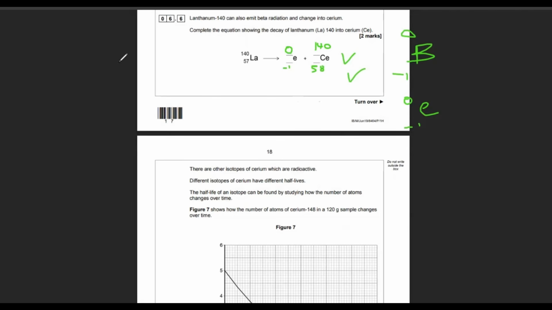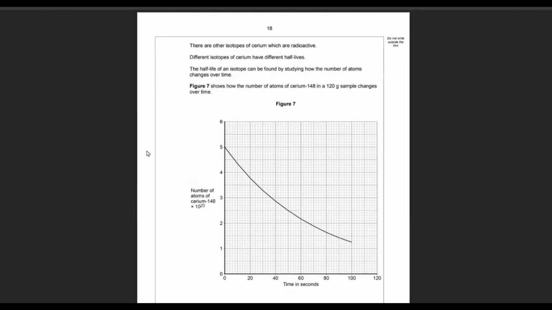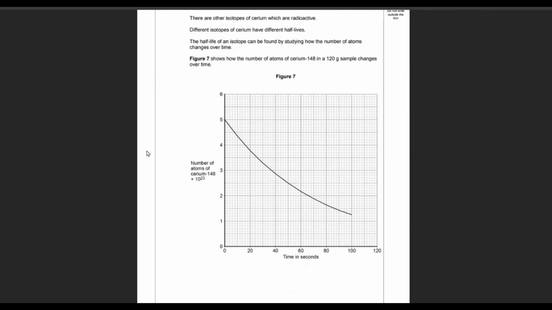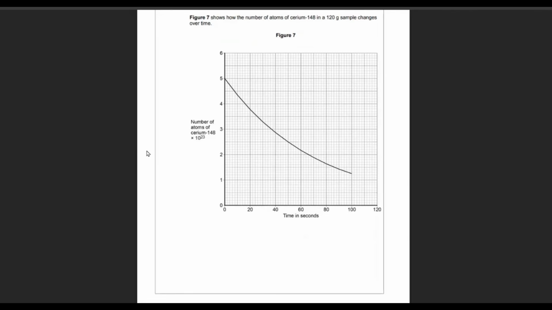Right, let's move on. We're near the end of this one. We have another graph. There are other isotopes of cerium which are radioactive. Different isotopes of cerium have different half-lives. The half-life of an isotope can be found by studying how the number of atoms changes over time. Figure 7 shows how the number of atoms of cerium 148 in a 120-gram sample changes over time. So we can see the number of atoms is decreasing over time.